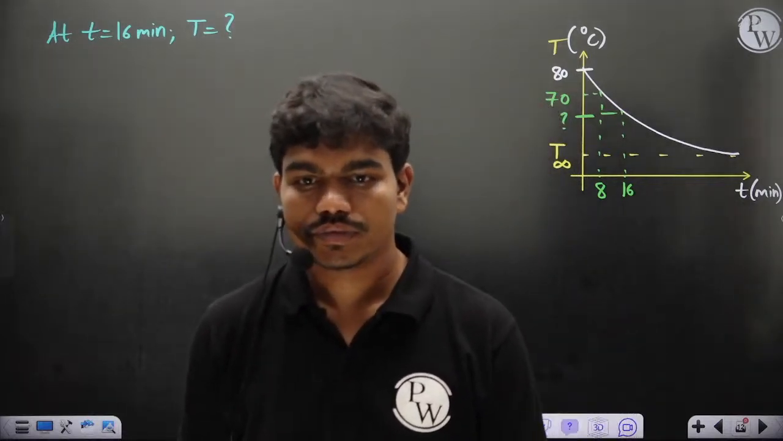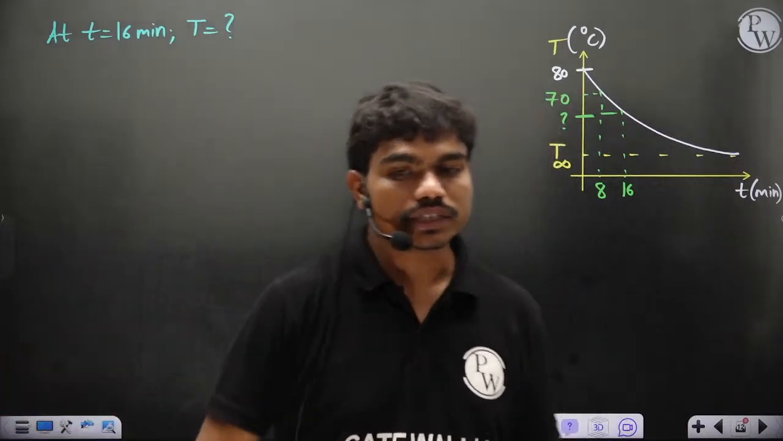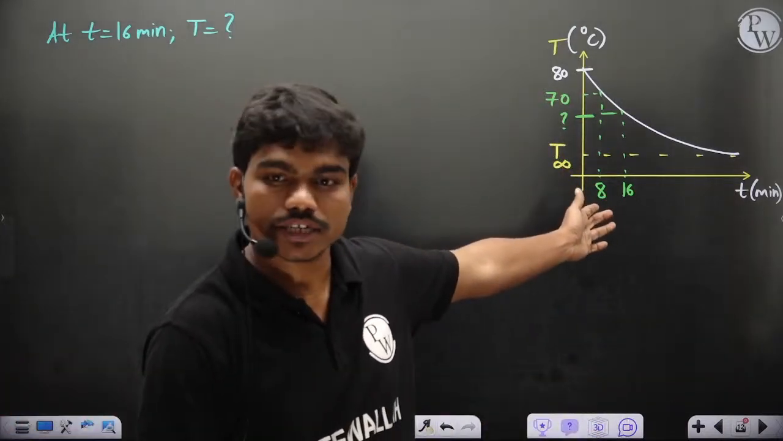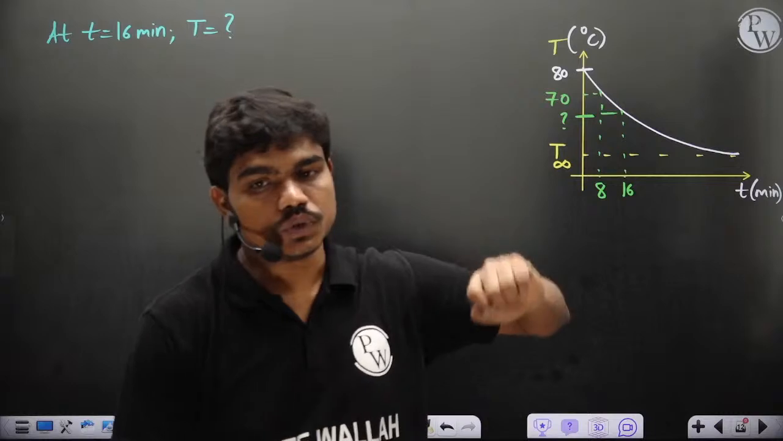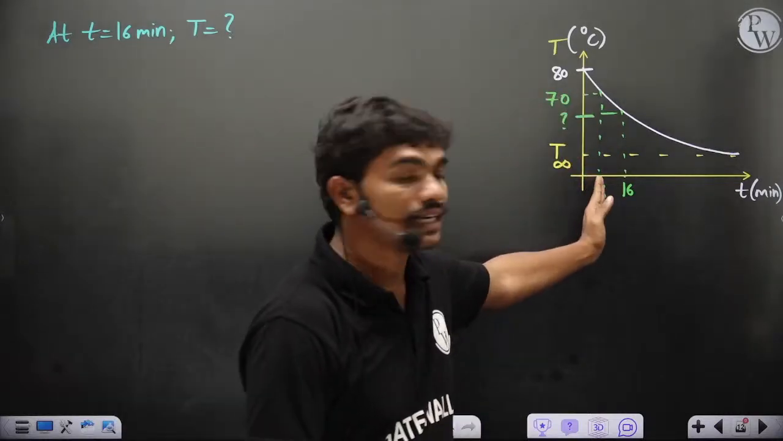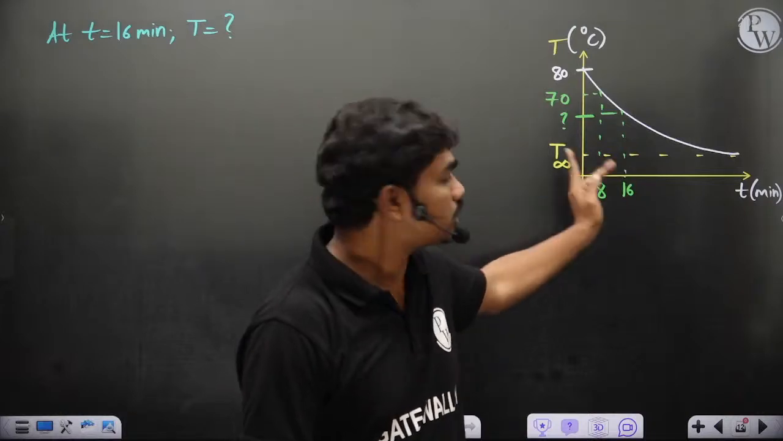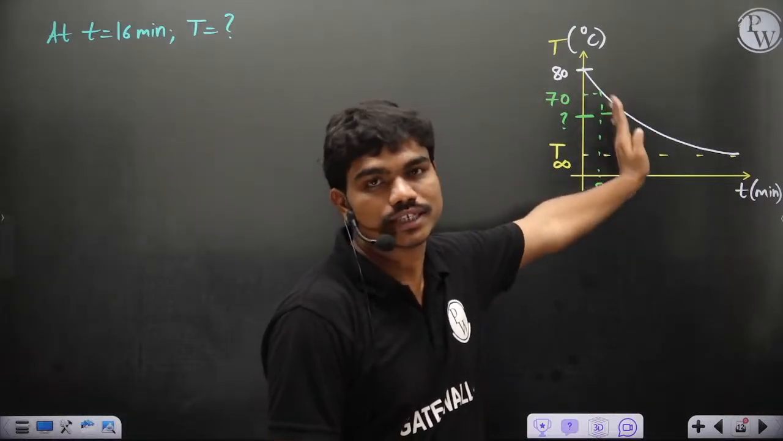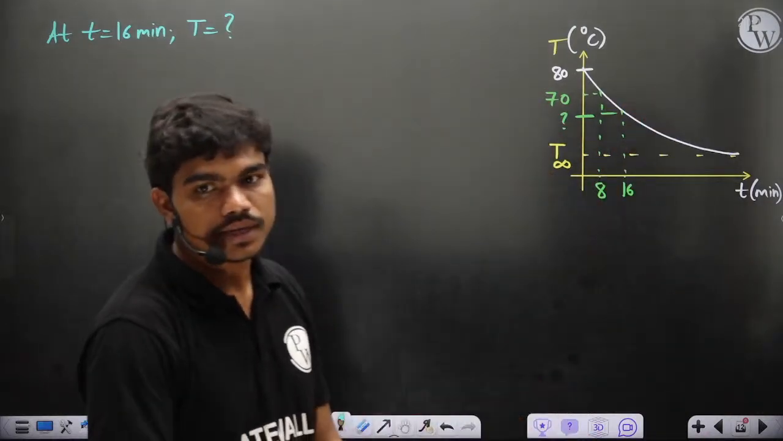Is this fine? Did you understand from this graph what I'm interested to talk about? It tells you in the first 8 minutes you have observed a drop of 10 degrees Celsius. So the temperature has become 70 in the first 8 minutes. So in the next 8 minutes, means total when the time is 16 minutes, what is the temperature of the body? That's what they want. Okay, so let's do.